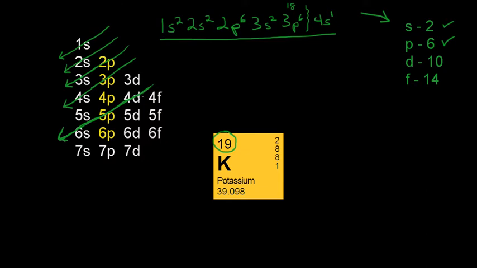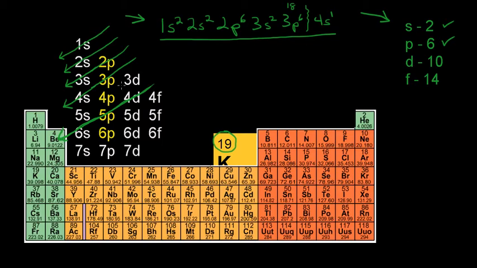All right, but there's an easier way, I think, of doing this because you can see that there's a lot to write there. And so we can do a bit of a shortcut, and that's by using the noble gases. The noble gases. And so let's go back and we'll look at potassium here.